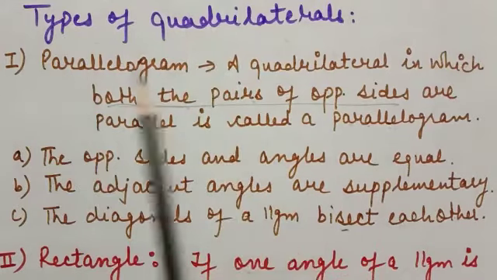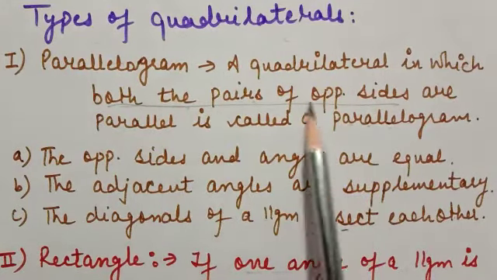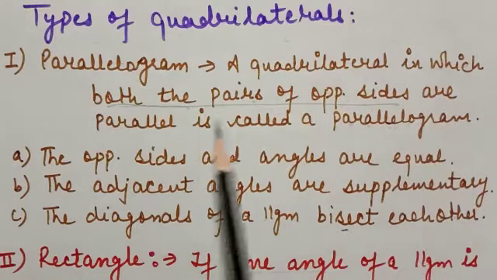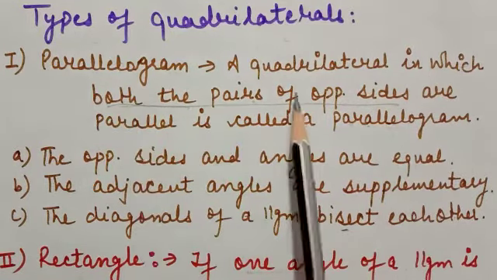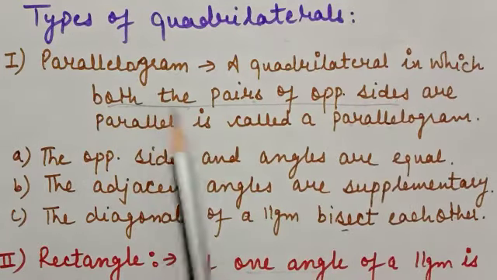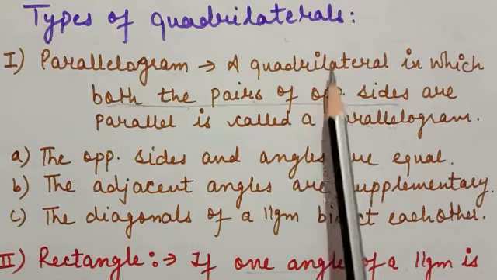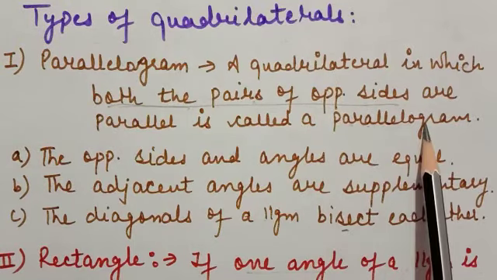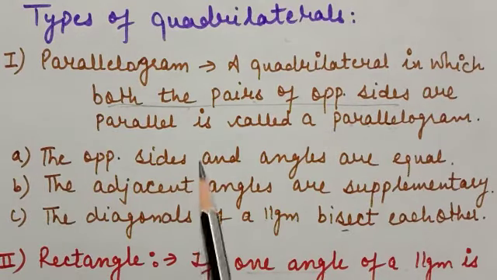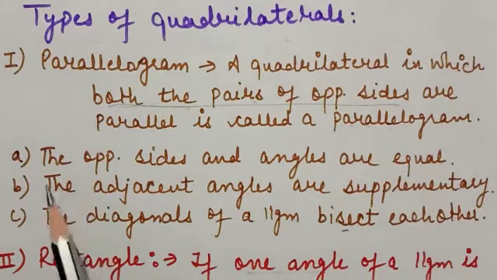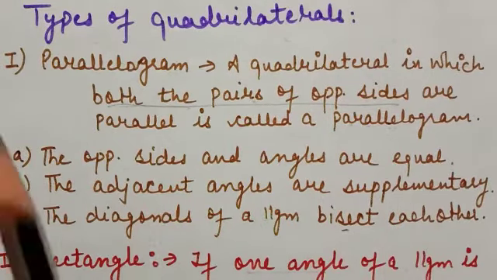So, types of quadrilateral. First one is parallelogram. A quadrilateral in which both pairs of opposite sides are parallel is called a parallelogram. Students, pay attention here: both pairs of opposite sides. It means we have to take both pairs opposite to each other in a quadrilateral, then we call it a parallelogram. The remaining properties are: the opposite sides and angles are also equal. The adjacent angles are supplementary. Do you know what an adjacent angle is?